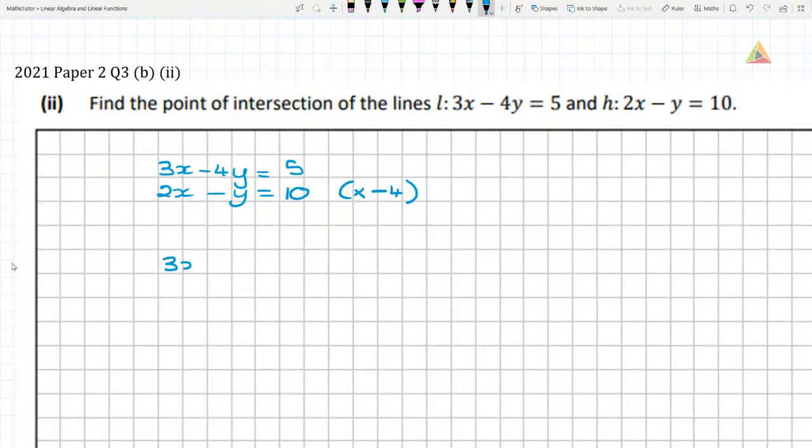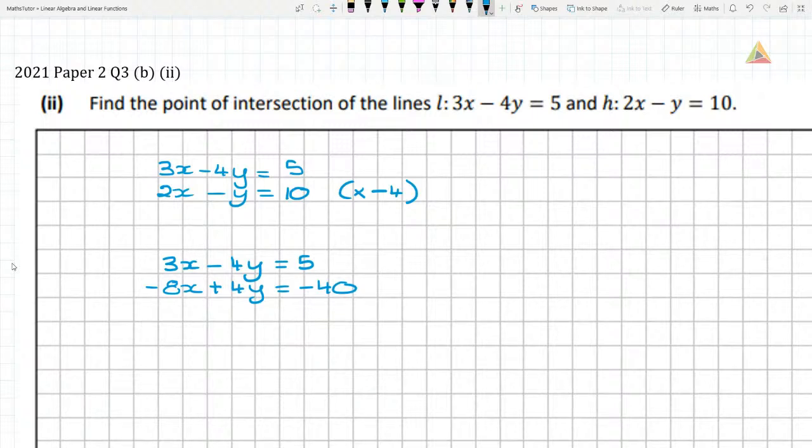So the top line stays as it is. 3x minus 4y is equal to 5. And the bottom line, everything gets multiplied by minus 4. So 2x by minus 4 is minus 8x. Minus 4 by minus y is plus 4y. And minus 4 by 10 is minus 40.